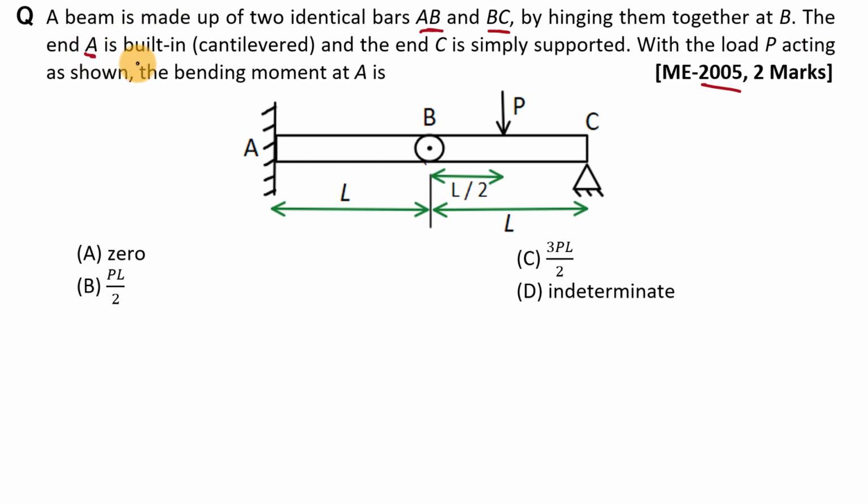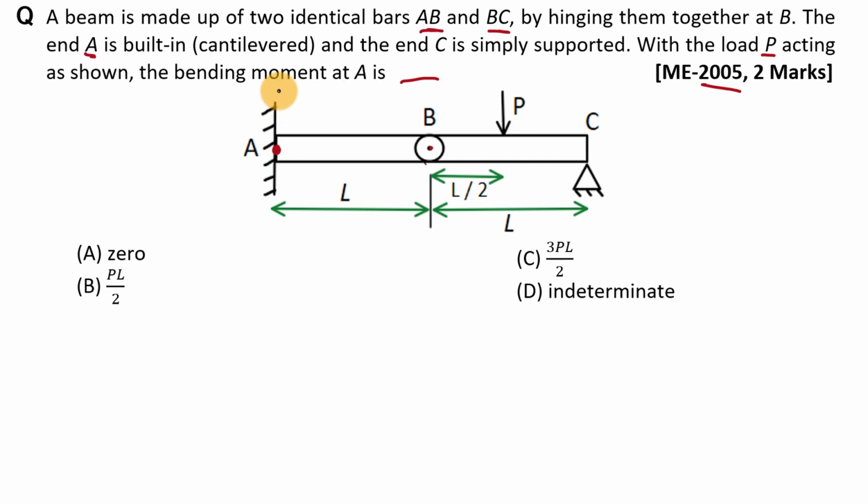The end A is built-in cantilevered, that is shown here, and the end C is simply supported, that is shown here. With the load P acting as shown, the bending moment at A is dash. Here this P load is applied at a distance of L by 2 from this point B, means it is applied at the midpoint of this BC beam, and we have to find out bending moment at point A.